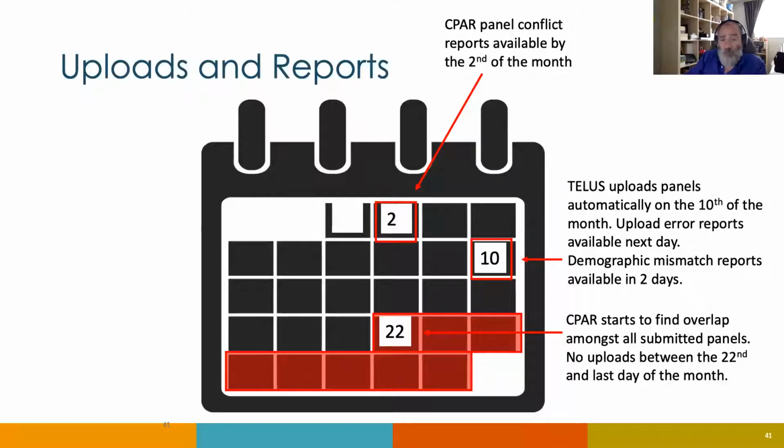That can be gathered from the online CPAR site. And then on the 22nd of the month, CPAR goes into blackout and starts comparing all of the panels that it's received and producing panel conflict reports. And those are available after the blackout period on the 2nd of the following month.